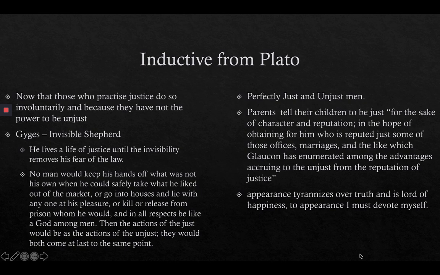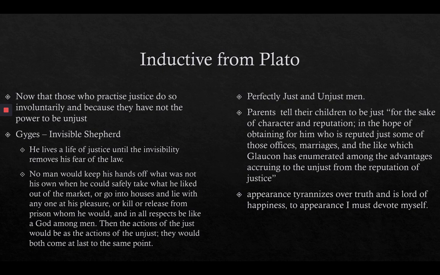Well, we know those who practice justice do so involuntarily, and they do it because they do not have the power to be unjust. That's one of the claims that they make. In fact, that's one of the claims we could use to say that the deductive would have worked, because that's from the very beginning of the talk. But the next thing that they do is they go into the Gyges example, the example of the invisible shepherd. He gets the ring, he can go invisible. And the minute he can go invisible, he's seeking ways to use that to his benefit, right? And he ends up stealing the king's wife, stealing a bunch of property.